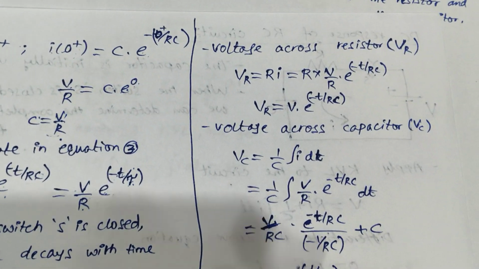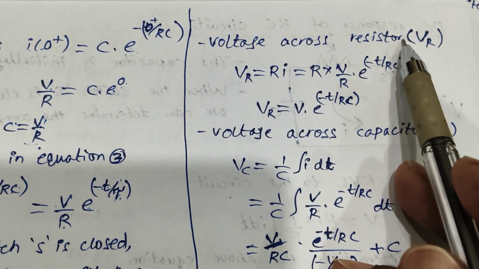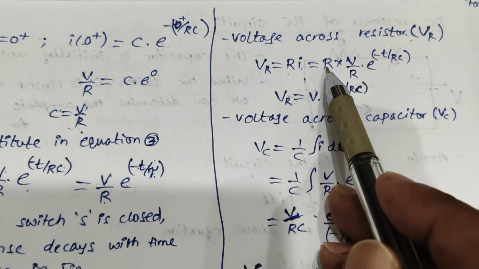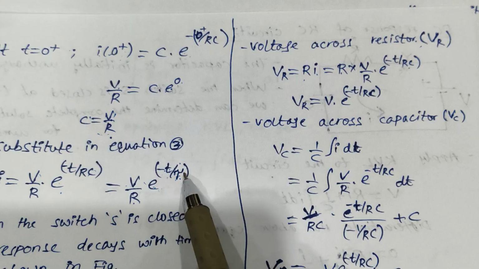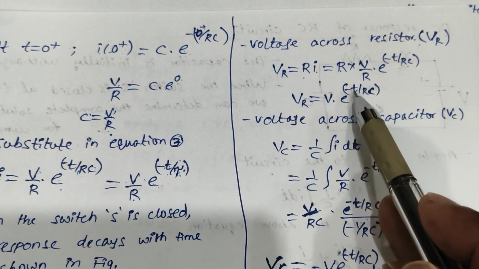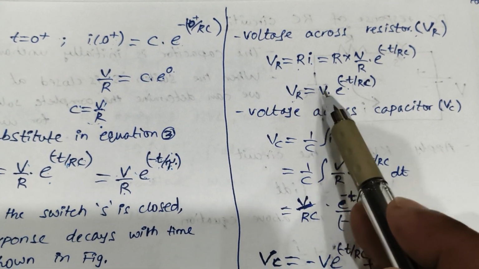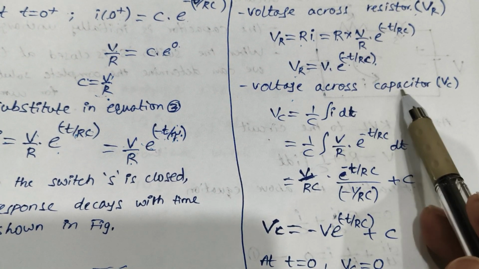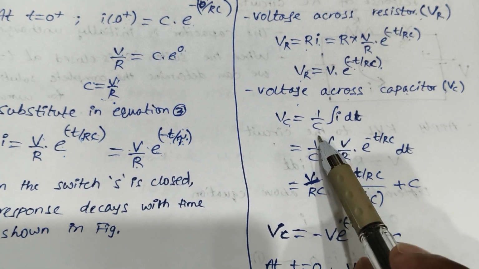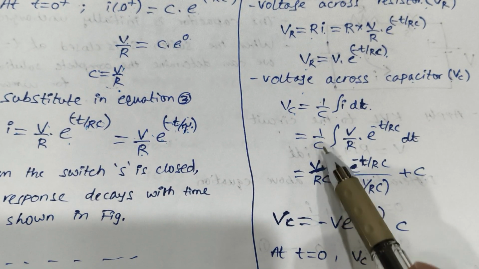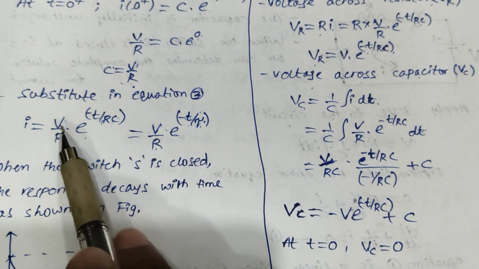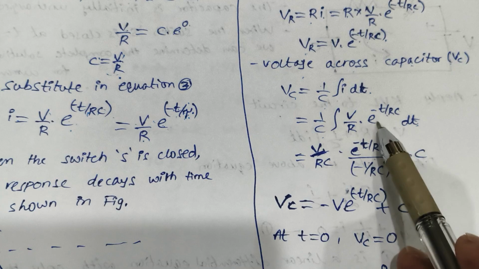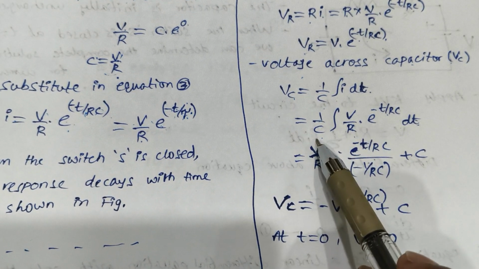If you know the current response, you can find out the voltage across the resistance. Voltage across the resistance is nothing but R into I, and I is V by R into e power minus t by RC. I will substitute that here. R and R get cancelled, so VR is equal to V into e power minus t by RC. In a similar way, we can find the voltage across the capacitance VC. VC is equal to 1 by C into the integral of I dt, which is 1 by C into the integral of V by R into e power minus t by RC dt. If I integrate this, V by R is constant, so I will take it out of the integration.